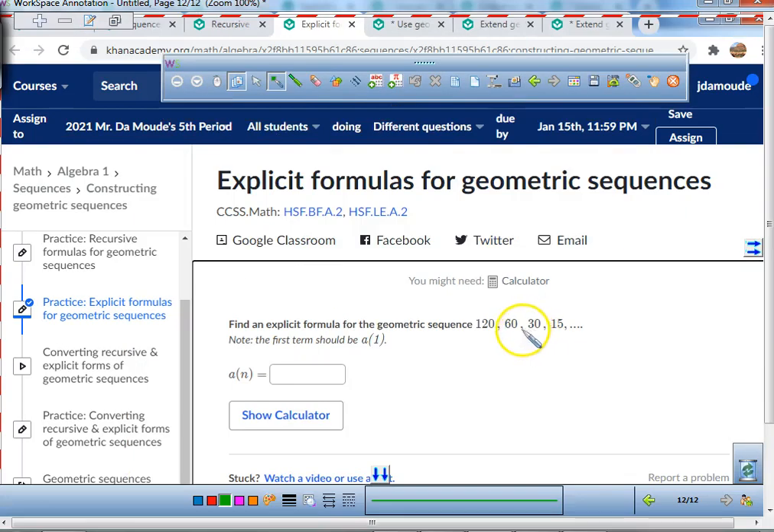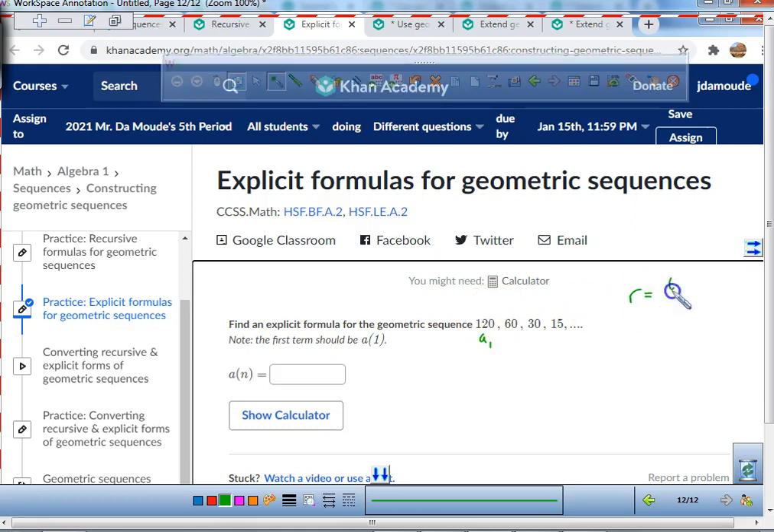So listen up. This is your first term. How do we find our R value? You always take this term and divide it by the previous. So it makes it very, very easy. Our R value is 60 over 120, which equals a half. So our R value is a half.